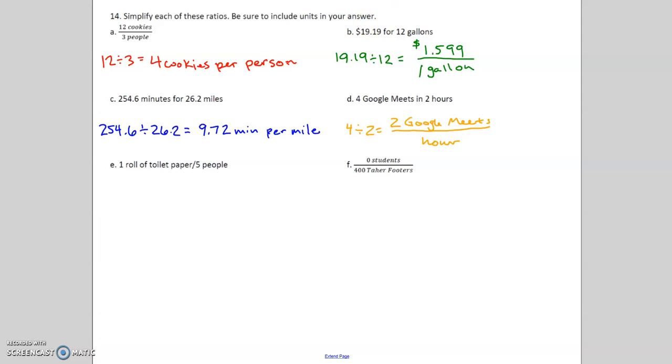These two were slightly different though, because for this one, you still should divide numerator divided by denominator. That's 1 divided by 5, and you will get 0.2. The label for that would be rolls of toilet paper per person, since you're dividing by people. You could say per 1 person if you'd like. You could put a 1 there, or without the 1, it implies the number 1 because the word person is singular.